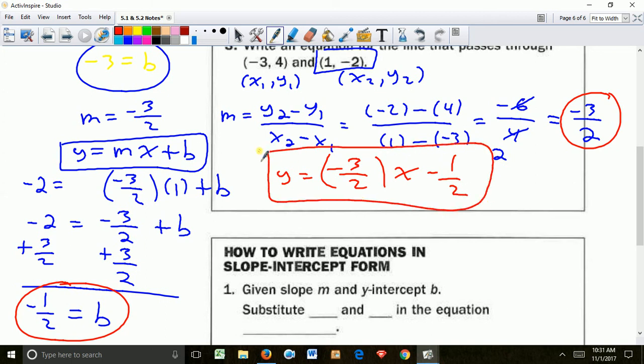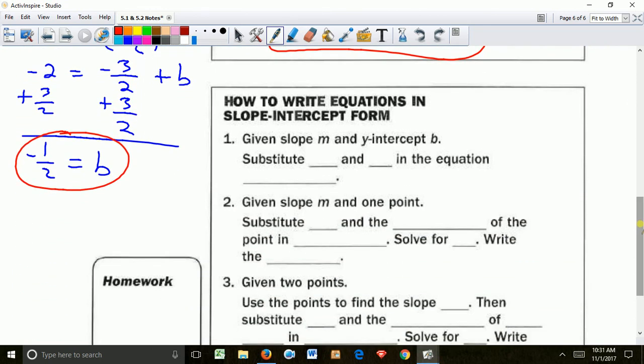So just to summarize how to write equations in slope-intercept form. If you're given slope m and the y-intercept b, all you have to do is substitute m in and b in the equation. Y equals mx plus b. That's the easiest case.